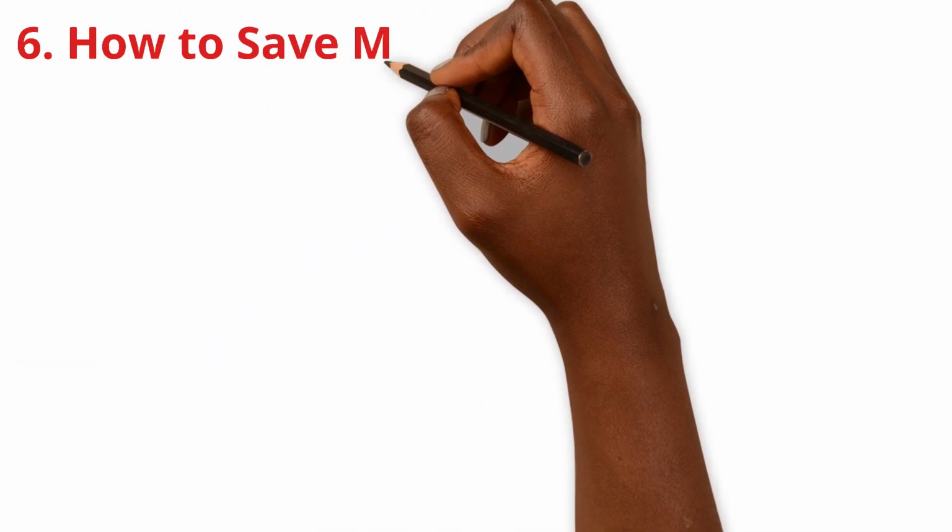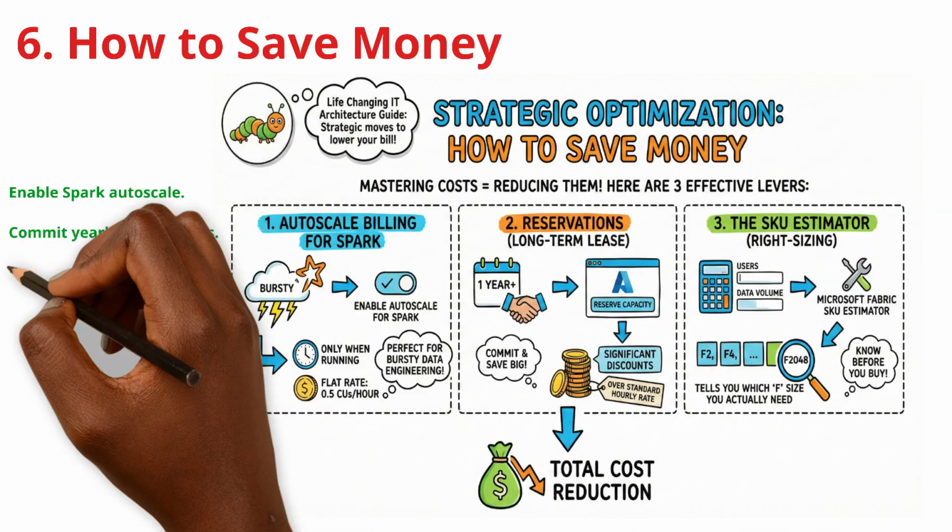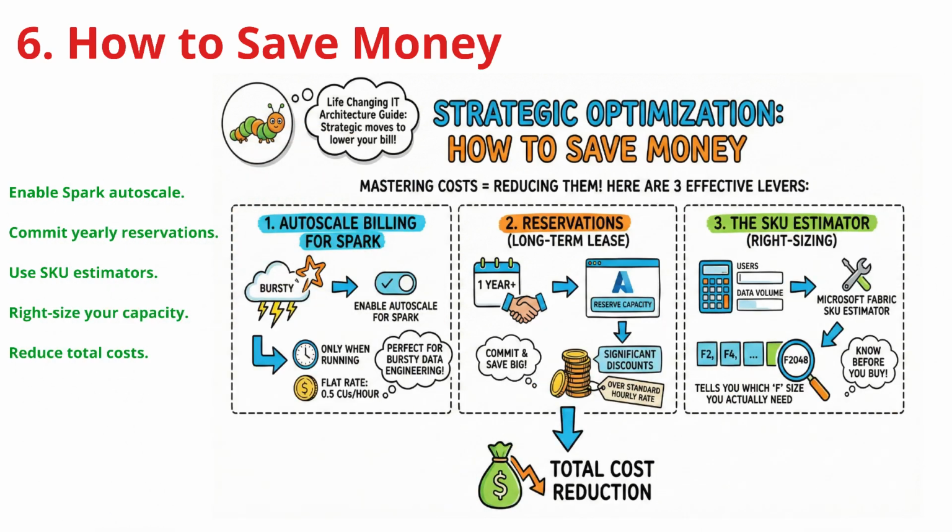Our Caterpillar guide is here to show us that mastering costs isn't just about watching the bill, it's about actively reducing it through 3 strategic levers. First, consider enabling auto-scaled billing for Spark. Instead of draining your shared capacity for every task, you pay a flat rate of 0.5 CUs per hour, and you only pay while the job is actually running. It is the perfect fit for unpredictable, bursty data engineering workloads.